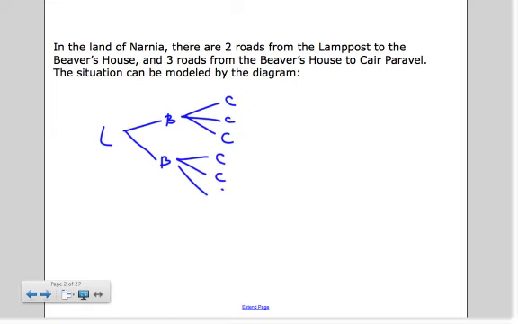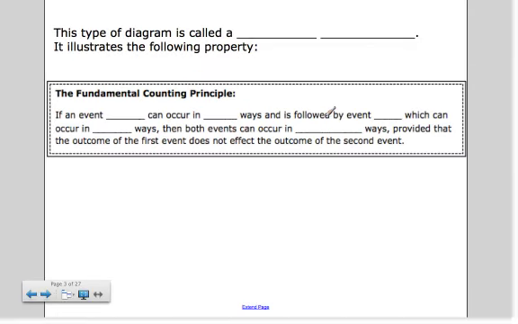Alright, so there we go. This is the diagram that models this situation. If I asked how many different ways can I get to Cair Paravel from the lamppost, you would say, well, there are 2 ways to get to the beaver's house and 3 ways to get to Cair Paravel. So it sure does look like 1, 2, 3, 4, 5, 6 different ways to get from the lamppost to Cair Paravel. This type of diagram is called a tree diagram.